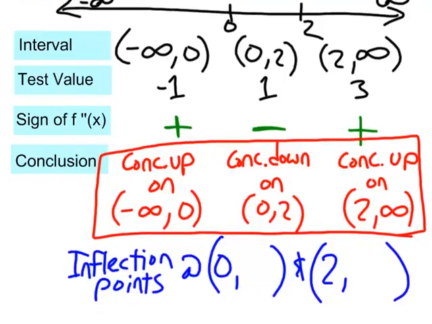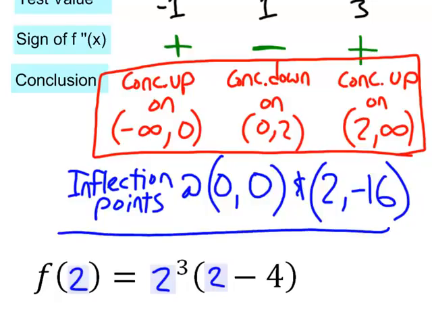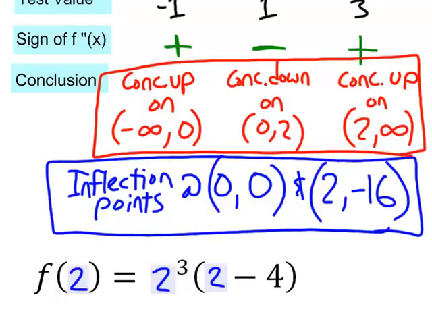And if I bring the original function back onto the screen, I see that f of 0 equals 0 times negative 4. That'll give us a 0. And f of 2 will give us 2 cubed, or 8, times 2 minus 4, negative 2. That's going to give us negative 16. Those are our two inflection points.